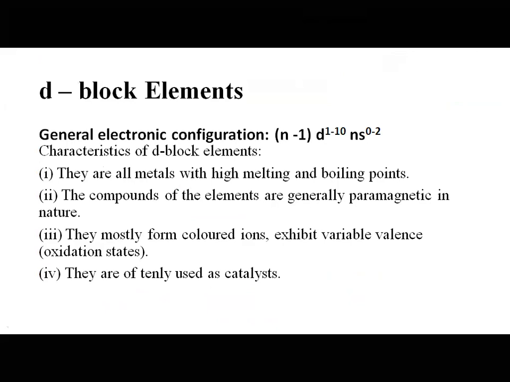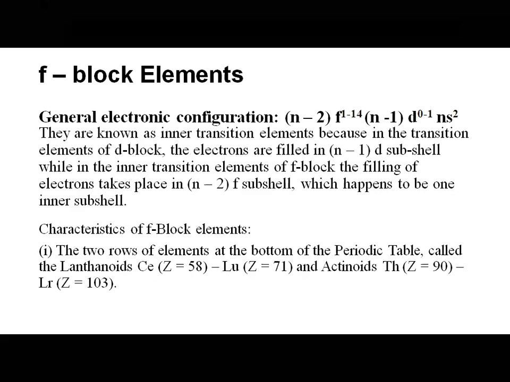The characteristics of D block elements. They are all metals with high melting and boiling points. The compounds of the elements are generally paramagnetic in nature. They mostly form colored ions, exhibit variable valency and oxidation states, and they are often used as catalysts. Very, very commonly used as catalysts. So this is about the characteristics of D block elements.